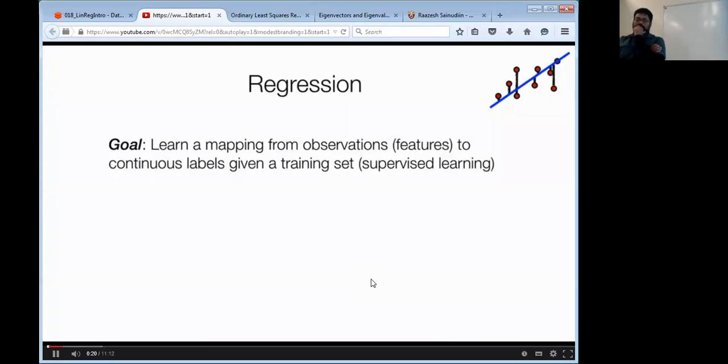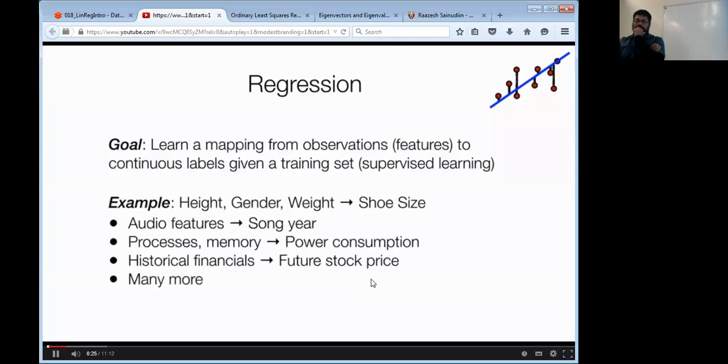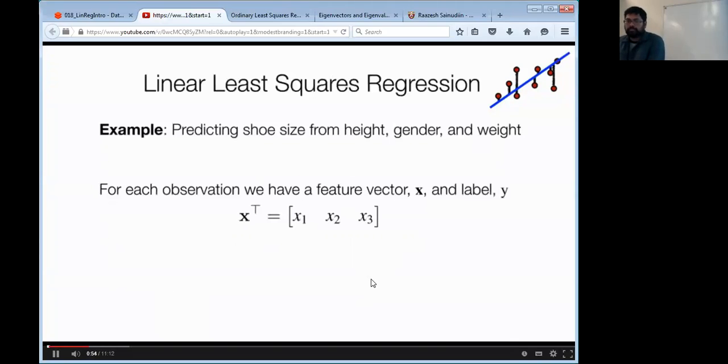Starting with a labeled training set, our goal is to learn a mapping from featured observations to continuous labels. For instance, we might want to predict a person's shoe size given some other information such as height, gender, and weight. As another example, and this is a problem we'll focus on in this week's lab, we might want to predict a song's year given various audio features. Other examples include predicting power consumption of a computer cluster or predicting future stock prices. Regression is a very common problem in practice and has many applications.